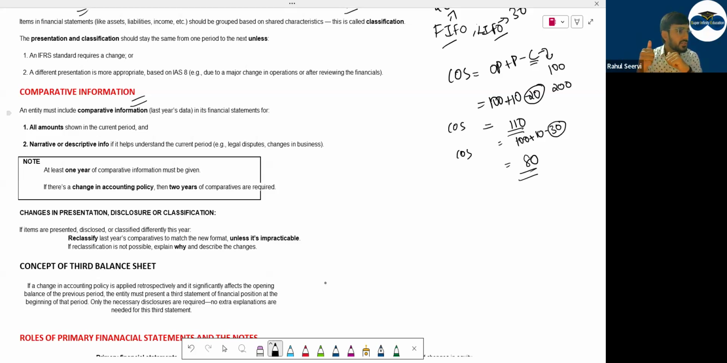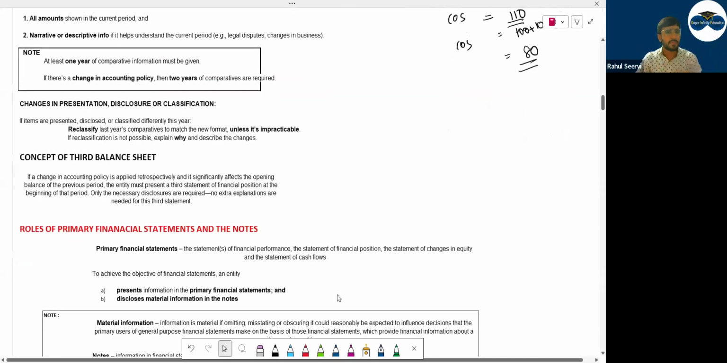This is simple for everyone. If it's clear, nod your head. I can see you. This again will be covered in detail. No issues, in IAS 8 again.